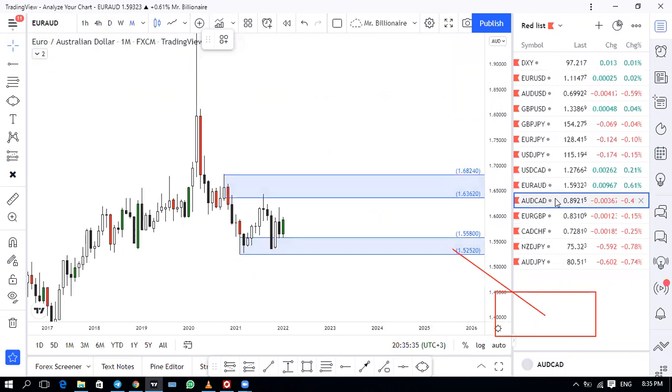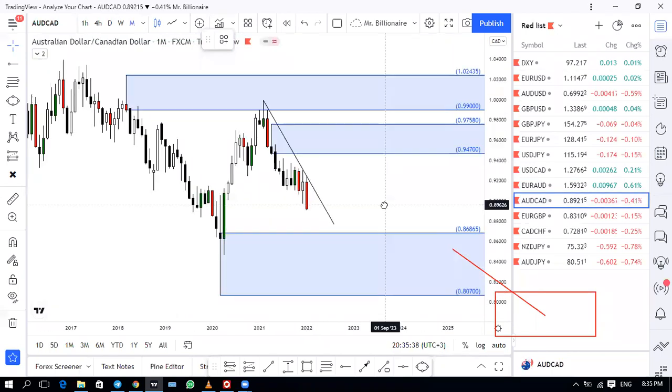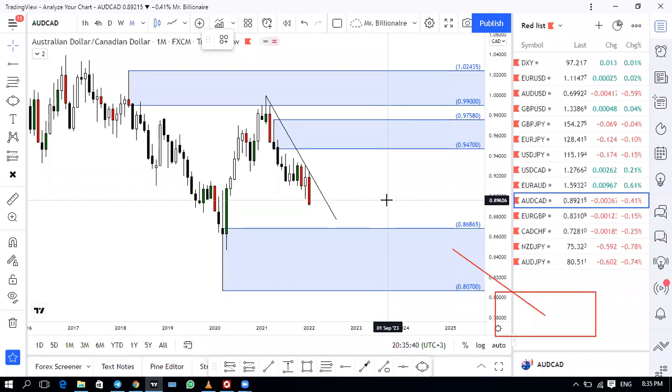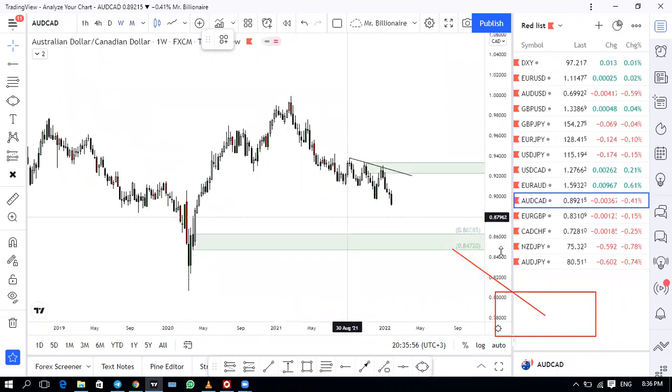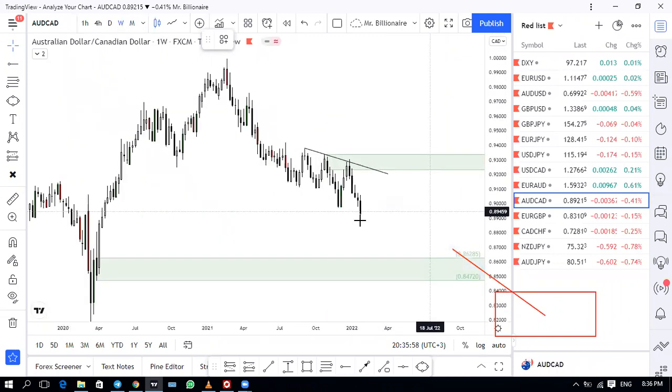Another pair is AUD-CAD. AUD-CAD monthly time frame is downtrend, and the current monthly candle is very strong, showing that the selling pressure is very strong. So trend is our friend, and the weekly supply is in control. So we'll be looking for selling opportunities only up to this level.